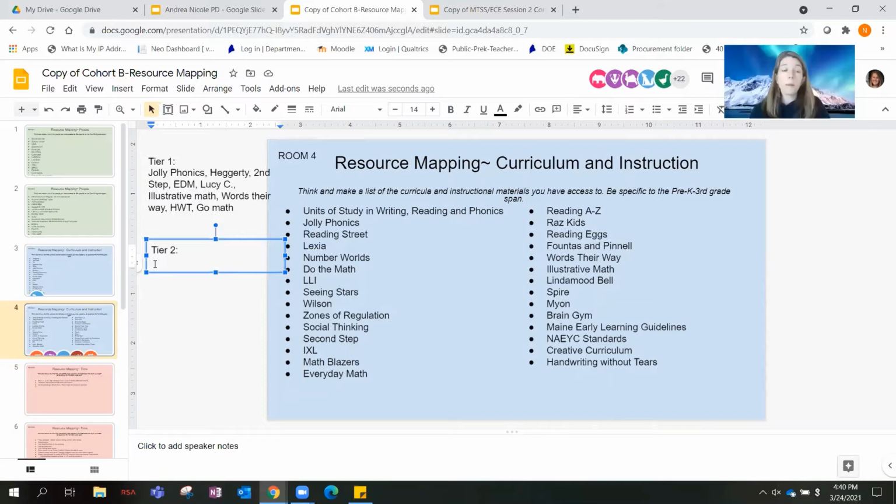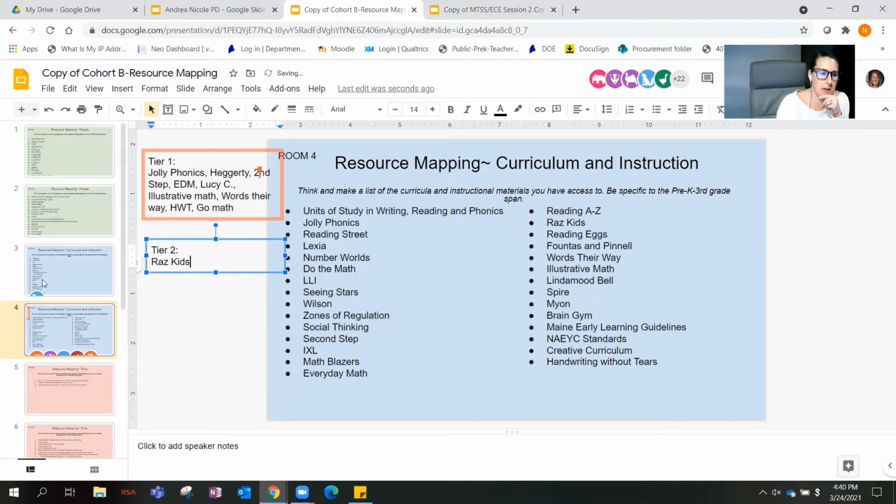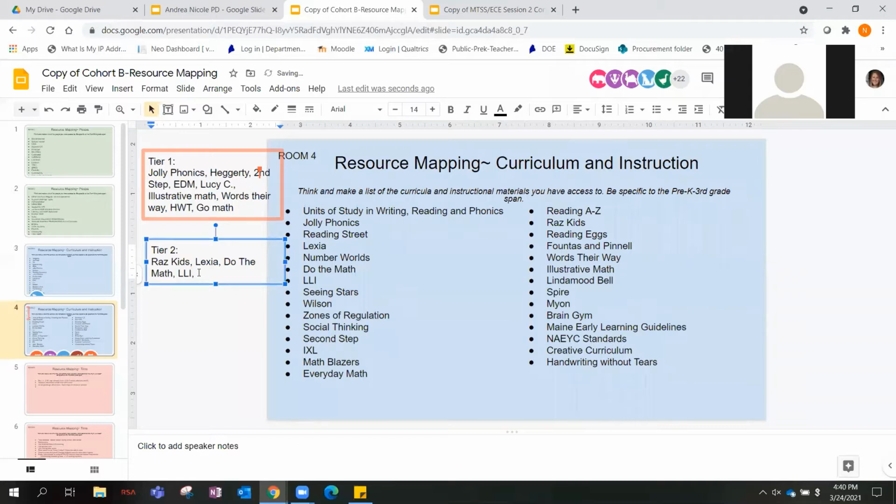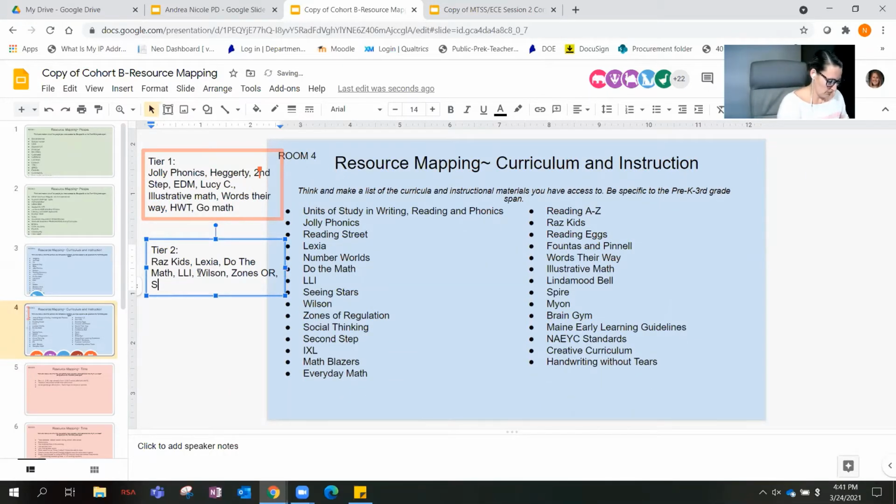Okay. All right, so what about tier 2? What on the screen would you reserve for an intervention at the tier 2 level? It's not on the screen, but like Raz-Kids. I think I saw that on the other one. Yeah, I did too. It's on here. Lexia. Oh, it is on here. Our Worlds, Do the Math. LLI. Wilson also. Zones of Regulation. I'm going to go down to Precept and OES to bring them down. Social Thinking. Oh, okay. IXL.